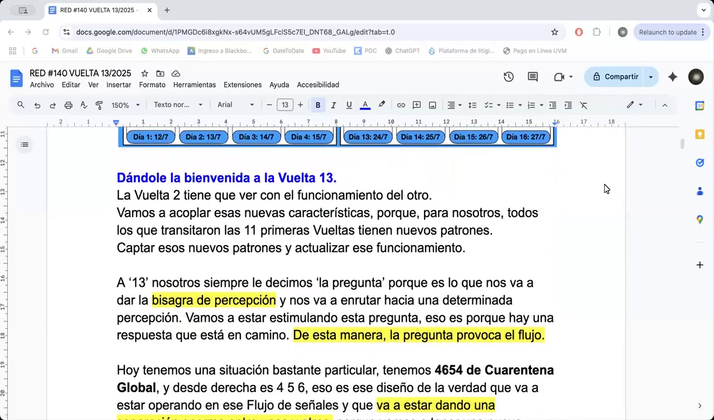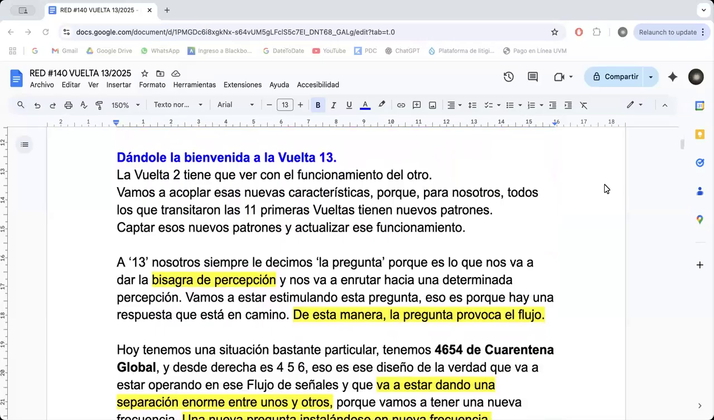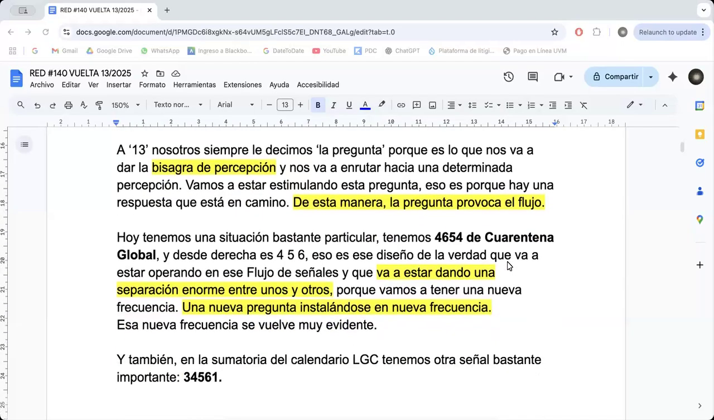Okay, so lab 2 has to do with the functioning of the other. We're going to be coupling these new characteristics because for us, every person that went through the first 11 labs has a new pattern or has new patterns. So picking up these patterns and updating that functioning, that's what this lab 13 has to do. That is like the main theme of this lab 13.